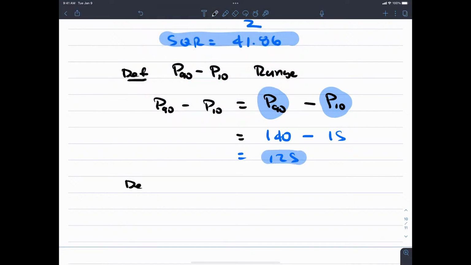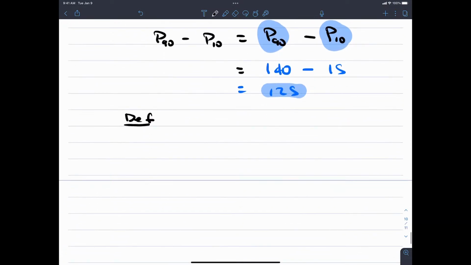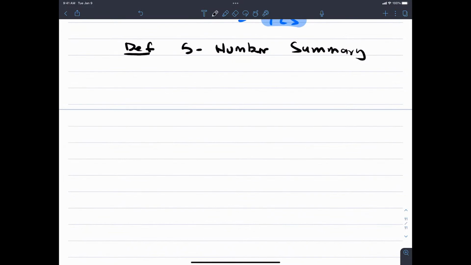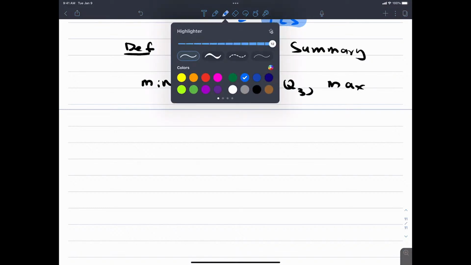Okay, another definition of the 5-number summary. Okay, the 5-number summary. This is a definition. Does anybody happen to know what that definition is? Okay, there's 5 numbers. So for every data, the minimum value, Q1, Q2, Q3, and the maximum value. Okay?